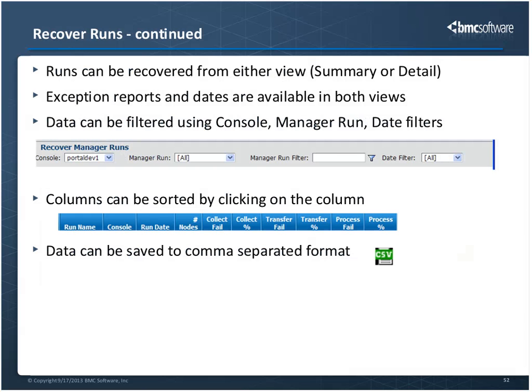Once you get used to doing it in a certain process that works for you, you can do it from that window. Exception reports are available in both views, which you've probably all seen already if you're using the Windows console or the Unix console. You can filter by console run and dates. Here's a better view of what that menu bar actually looks like.